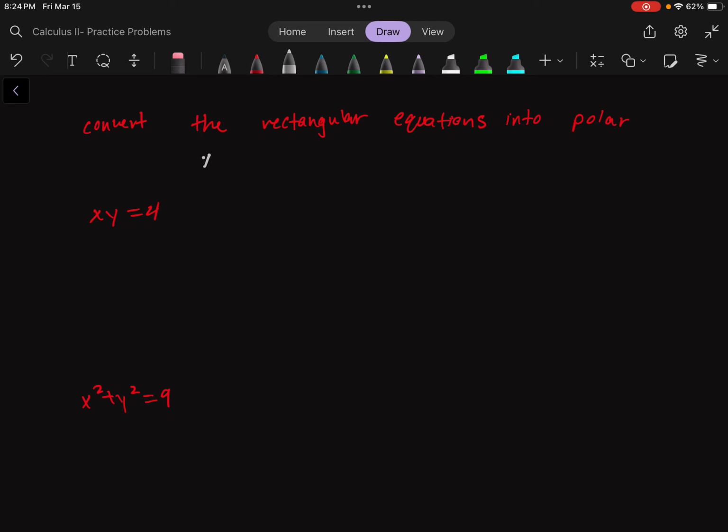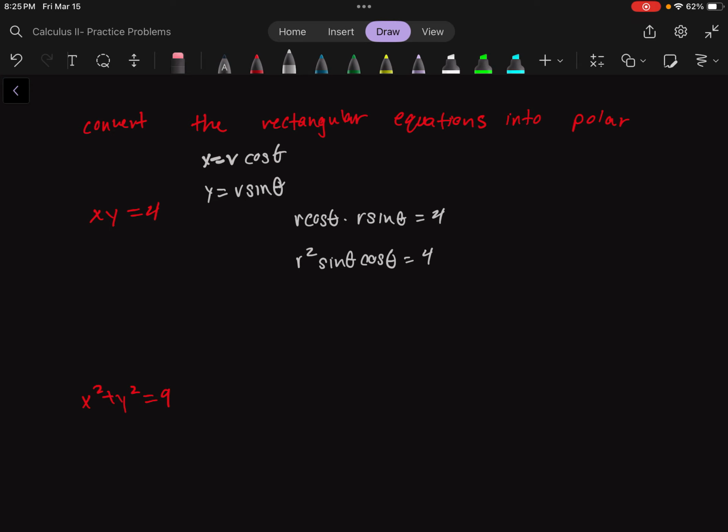Well, we already know that x equals r cosine theta and y equals r sine theta. So if we want to eliminate this x and y, we'll just make these substitutions. xy is the same thing as r cosine theta times r sine theta. That's equal to 4. So r squared sine theta cosine theta is equal to 4. We have now converted the rectangular equation into polar.